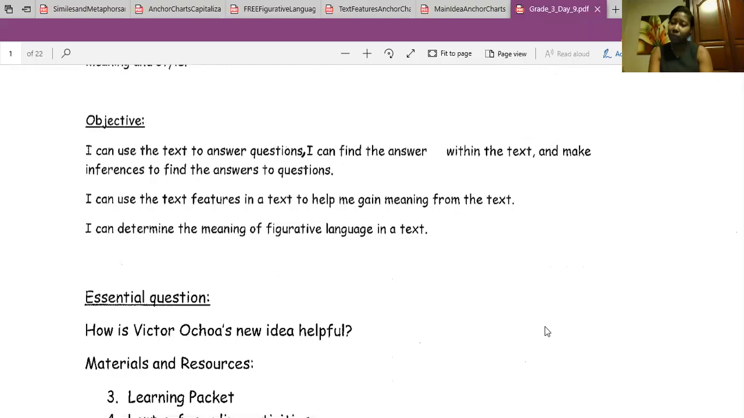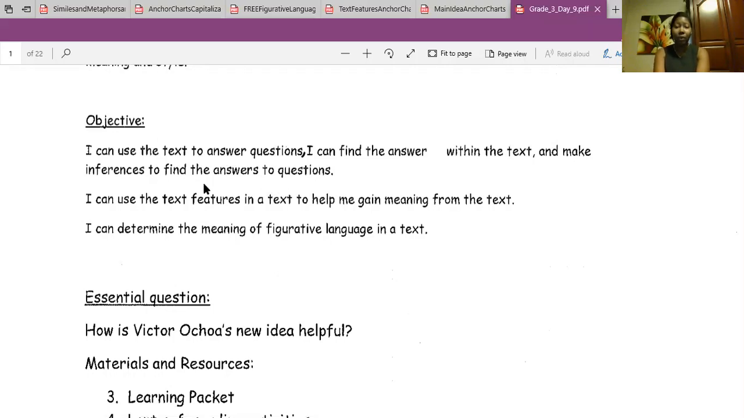What's another word for objective? That's right, an objective is a goal. So here are our goals for this lesson. I can use the text to answer questions. I can find the answer within the text and make inferences to find the answers to questions.